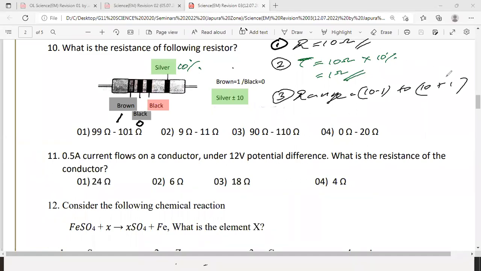10 ohms can increase by 1 or decrease by 1. 10 minus 1 will be 9 ohms. 10 plus 1 will be 11 ohms. So the resistance can change between 9 and 11. That's what it means. Look at again.